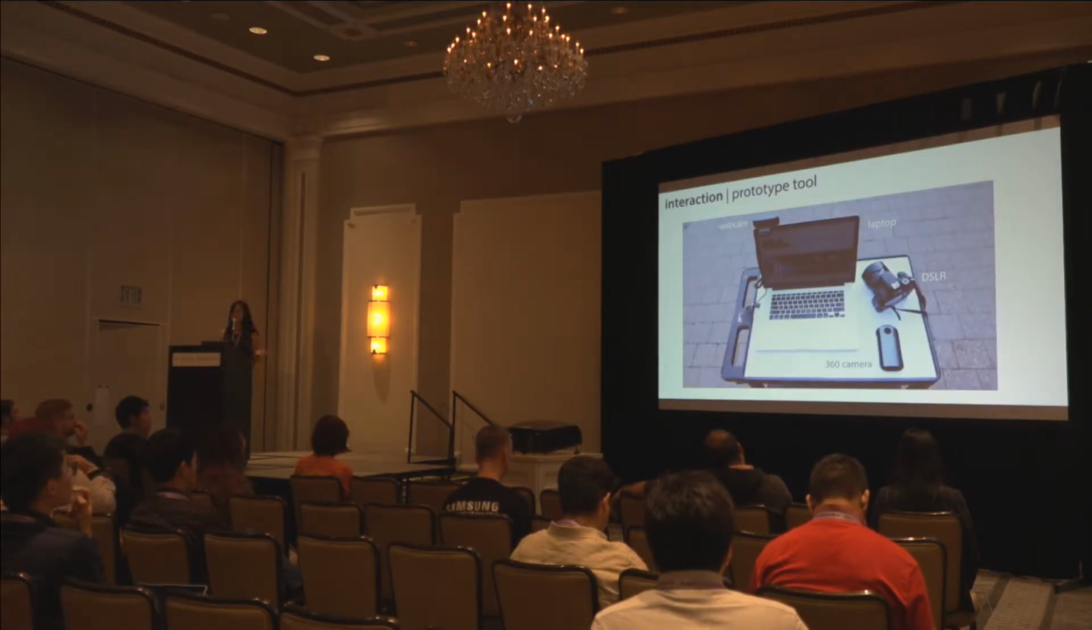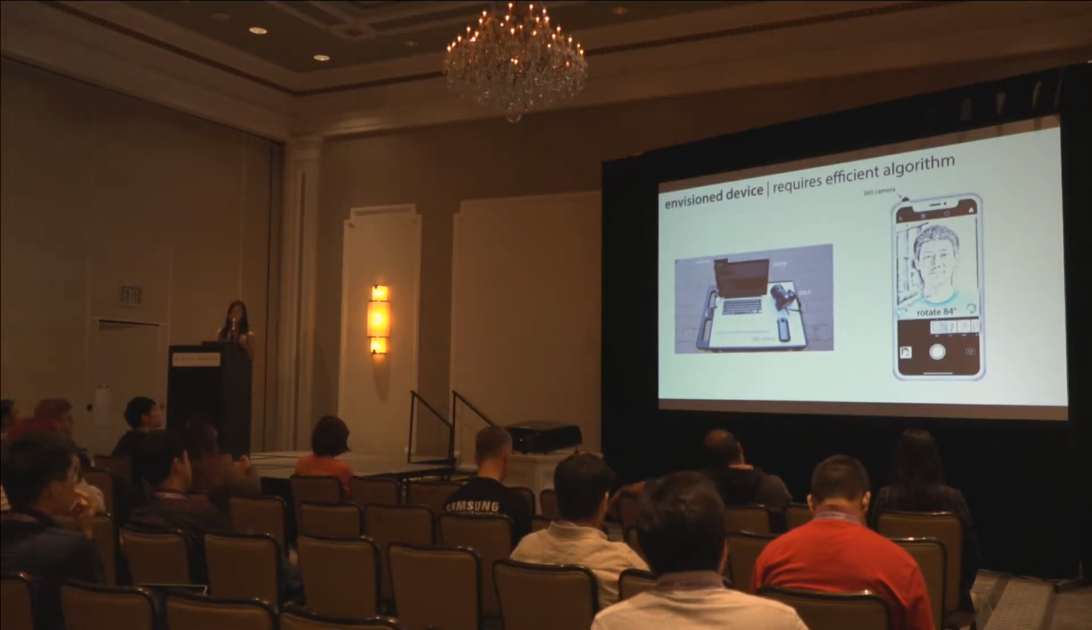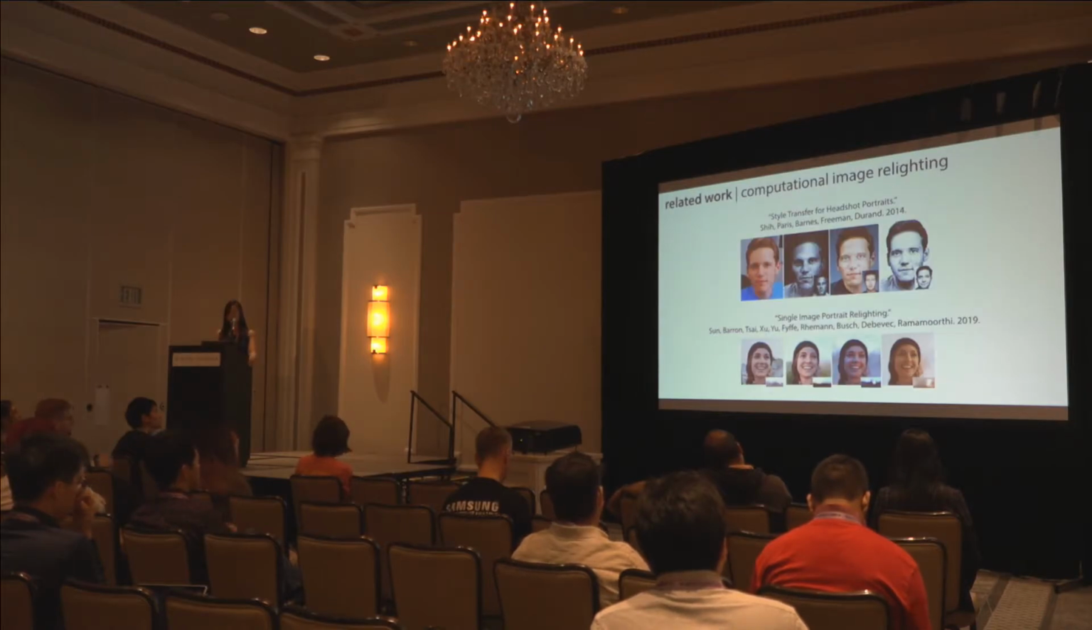So in order to prototype this interaction, we use the many devices pictured here. But we envision that all of this would happen in a single device, such as a phone, with an embedded 360 camera. Therefore, it's critical that our computation be able to run efficiently on relatively low-powered devices. So before describing our algorithm, let's look at some related work.